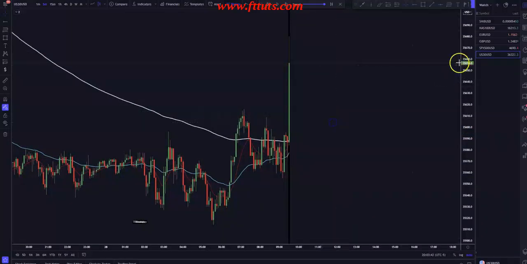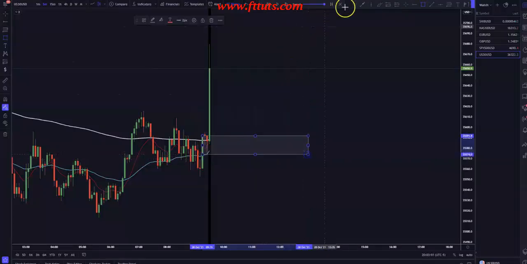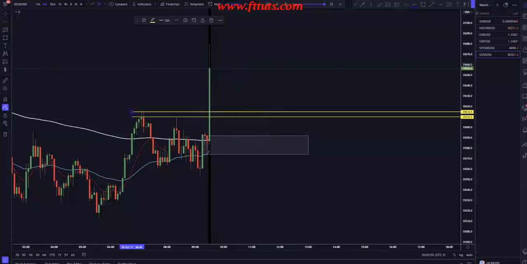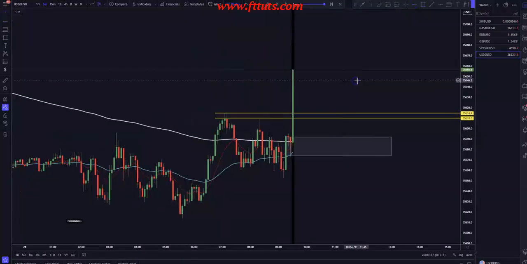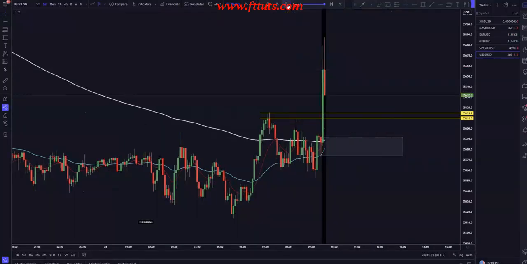Okay, now we have an extreme candle. Now we have high probability demand right here. And we have a swing high. So we're just waiting to see which one is going to be respected first, and we're taking it. So let's see if it comes back.